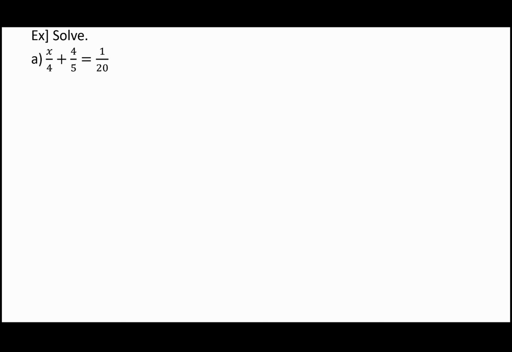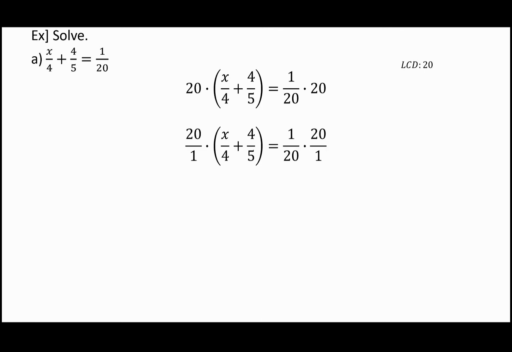So what's the LCD here? The denominators are 4, 5, and 20. The largest denominator has as factors both of the other ones. So that means the LCD here is going to be the 20, the largest one. We're going to rewrite the rational equation multiplying both sides of it by 20, or 20 over 1 if you like. It might be nice to put it as a fraction just so that you are lining up numerators to numerators, denominators to denominators, okay?